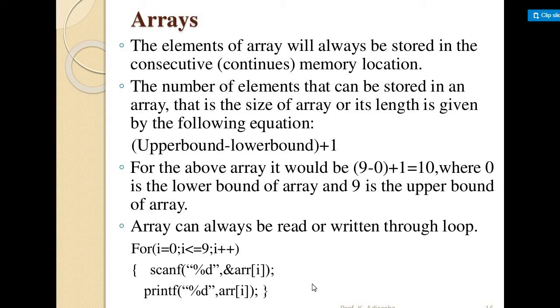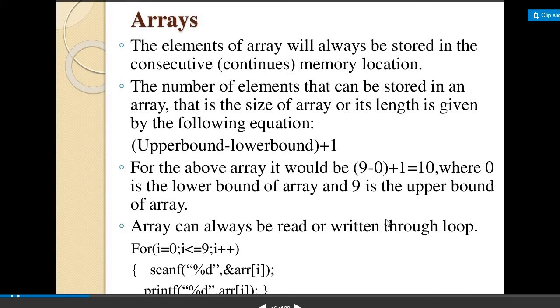The elements of an array will always be stored in consecutive, continuous memory locations. The number of elements that can be stored in an array, which is the size or length of the array, is given by the following equation: upper bound minus lower bound plus 1. For example, for the above array it would be 9 minus 0 plus 1, which is 10, where 0 is the lower bound of the array and 9 is the upper bound of the array.